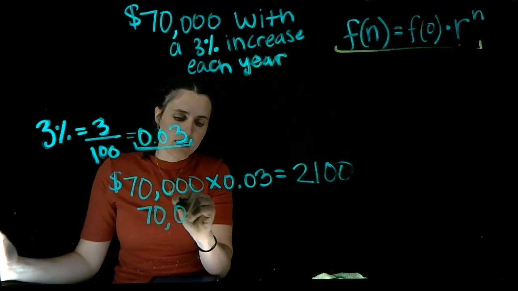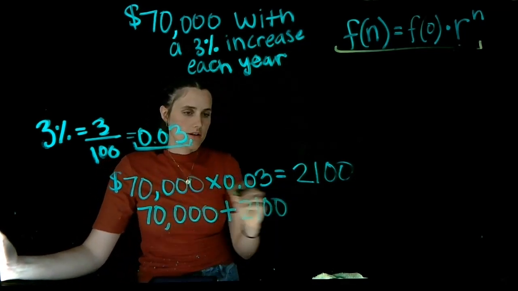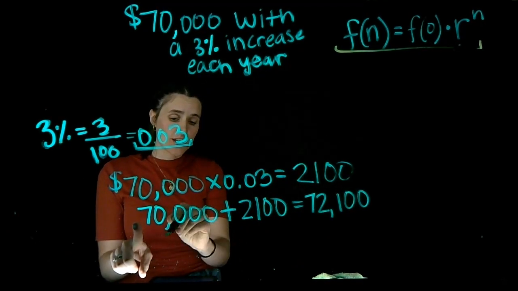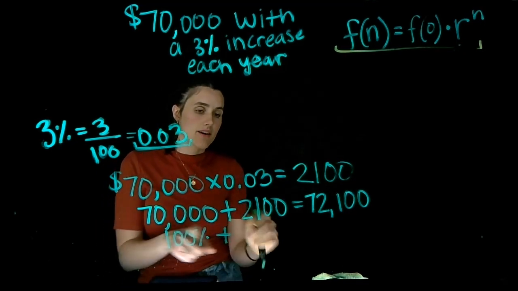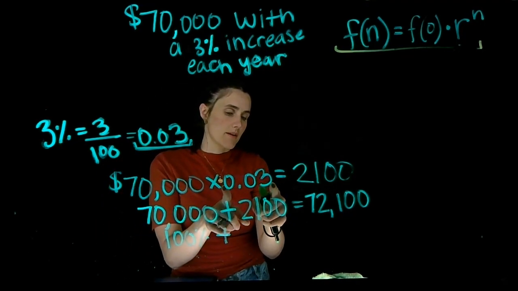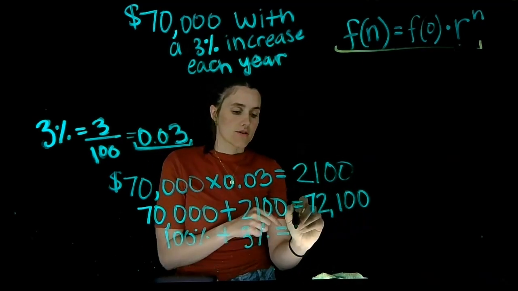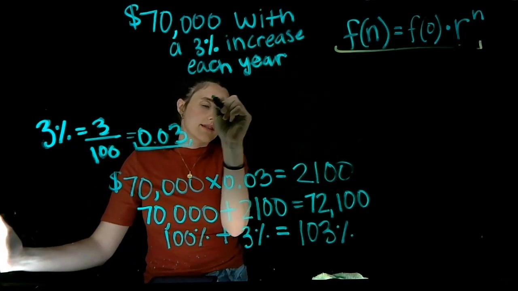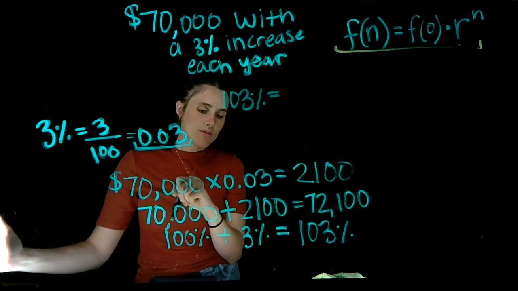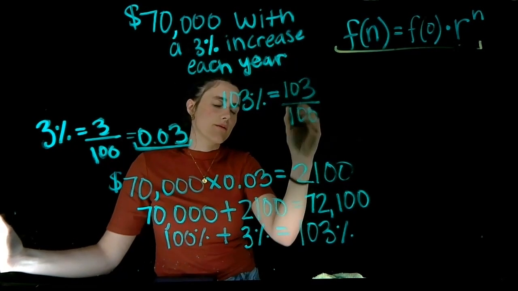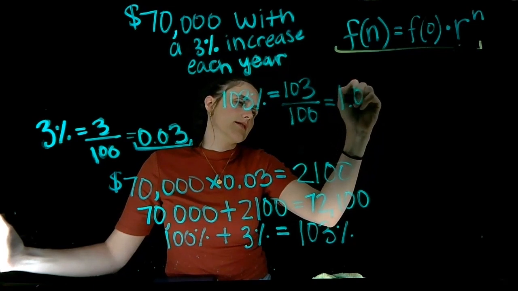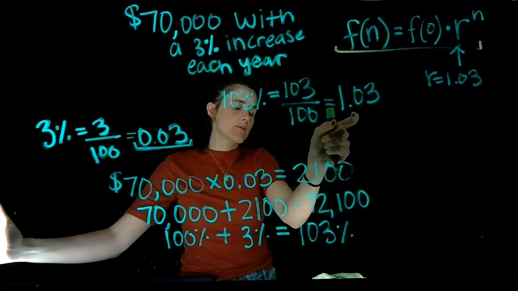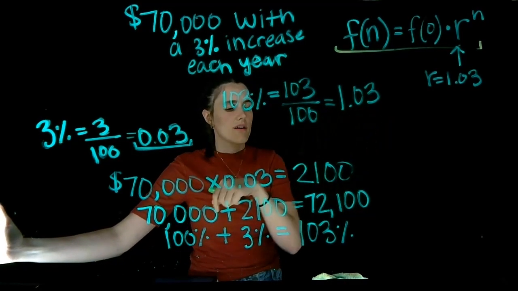So we have that $70,000 plus $2,100, which is going to give me $72,100. So this is saying I'm keeping 100% of the salary I was already making. I'm adding on this 3%, right, that we found by multiplying by 0.03. And that is making a total of 103% of what I was making the previous year. So we can come back up here and we can say 103% is equal to 103 divided by 100. We put that in our calculator. We see that that is 1.03. So we know that our common ratio is going to be 1.03 because I'm keeping 100% of the money I was already making, and then I'm adding on that 3%.